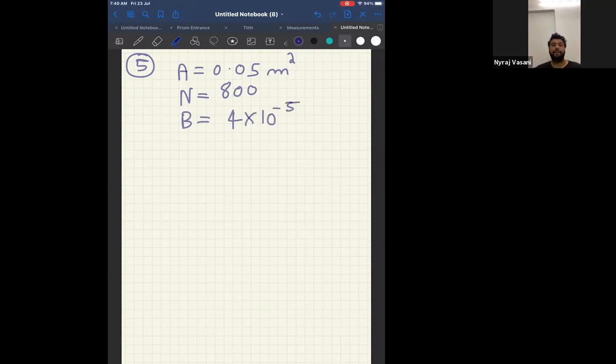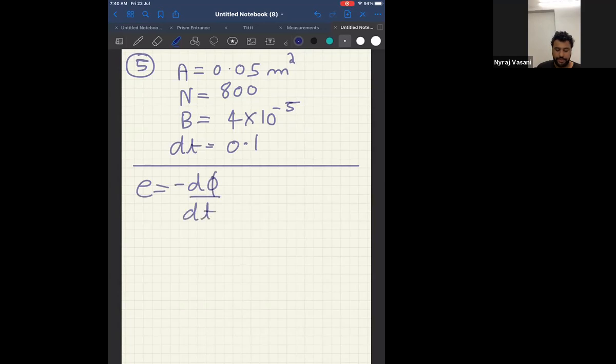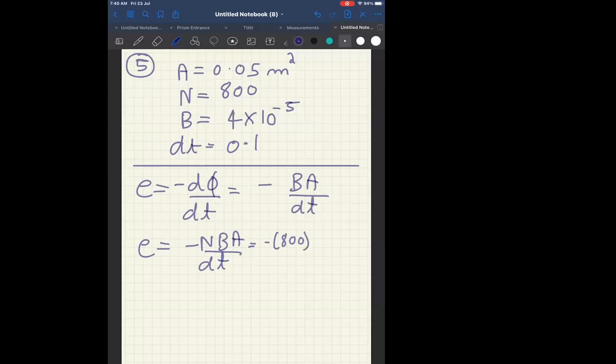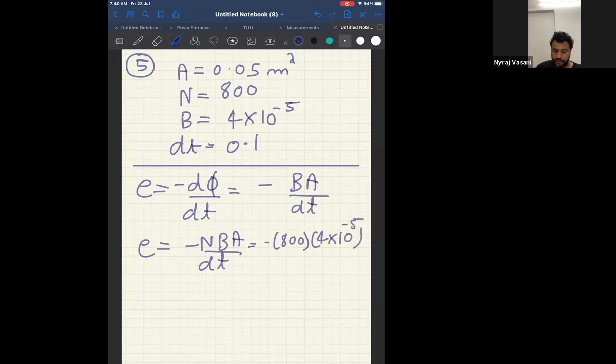4 into 10 power minus 5 Weber per meter square. Weber per meter square is nothing but Tesla. Therefore, can I say magnetic field is given as 4 into 10 power minus 5. And the time is 0.1 second. Now, the average EMF induced is minus d phi by dt, or minus phi is BA by dt. Now, since n number of turns are there, it is minus NBA by dt. Now, minus, what is N? 800. What is B? 4 into 10 power minus 5 into A. What is A? 0.05 upon dt. dt is 0.1. Everyone got till here? Yes, sir.